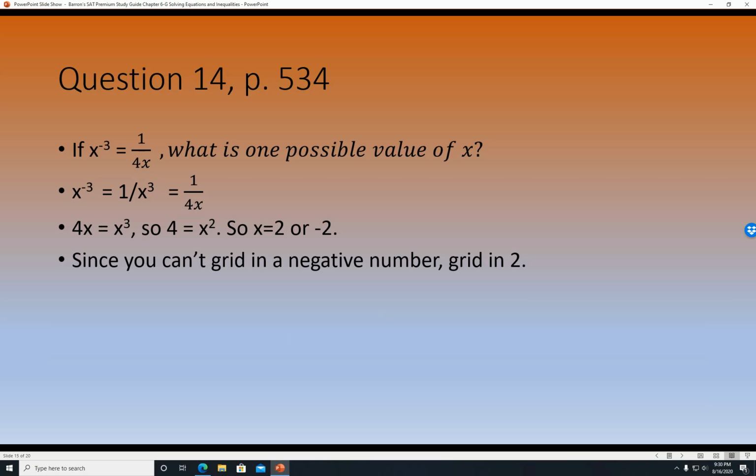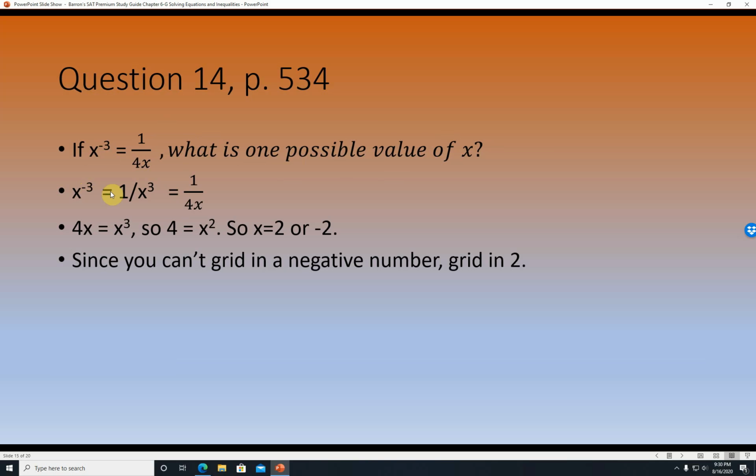Okay. 14, page 534. If x to the negative 3 is equal to 1 over 4x, what is one possible value of x? And in case you're wondering about all these italics, when I use the formula thing in PowerPoint that I do these on, if you write with normal letters where a formula goes, you get this math font and it's italicized, but it does look very intense. What is one possible value of x? Please, pray tell me what is one possible value of x. Okay. Anyway, getting back to this.